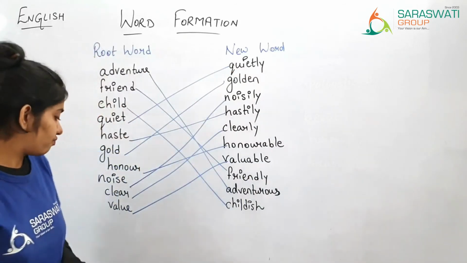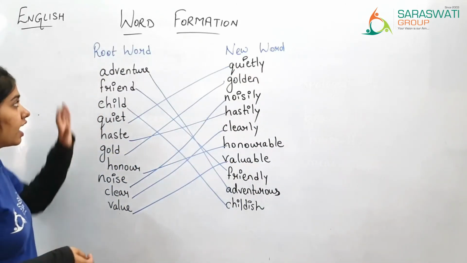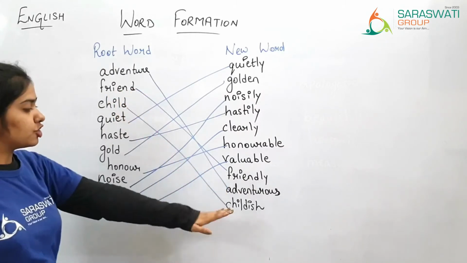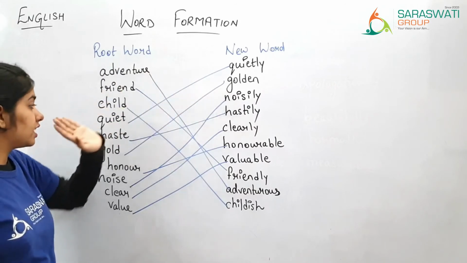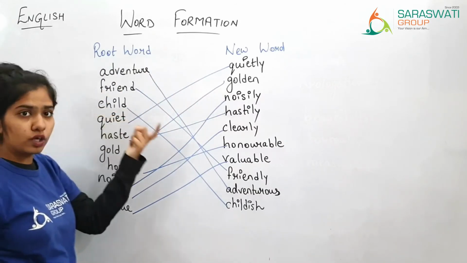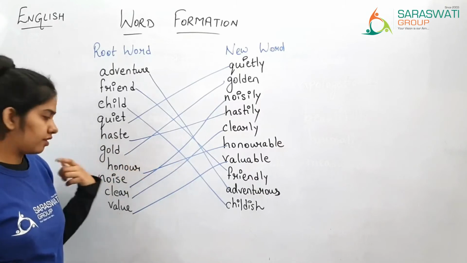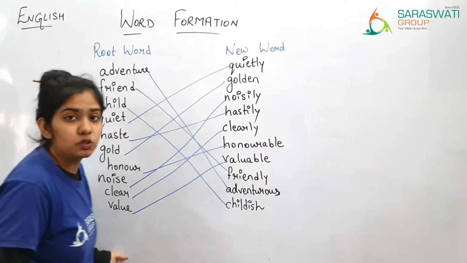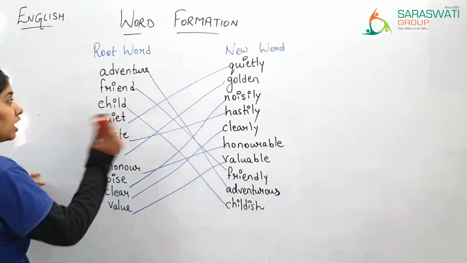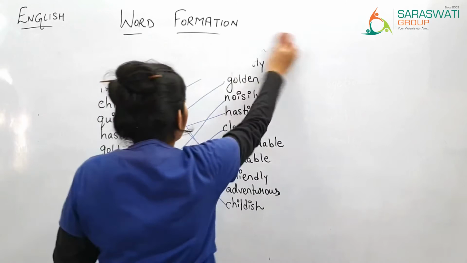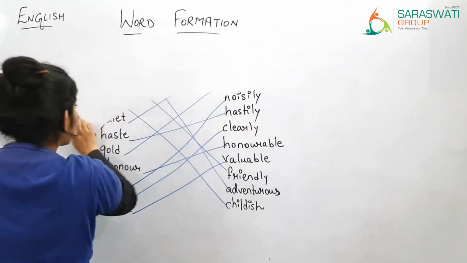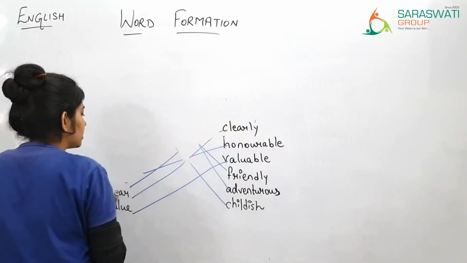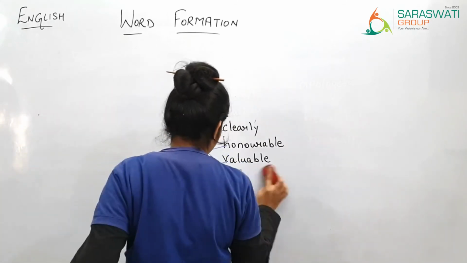Right? Now I hope that you all understand it. Adventure, adventurous; friend, friendly; child, childish; quiet, quietly; haste, hastily; gold, golden; honor, honorable; noise, noisily; clear, clearly; value, valuable. Right? Now, this is all about word formation, right? Now you know what exactly word formation is, how it is being used and how we are going to use that.